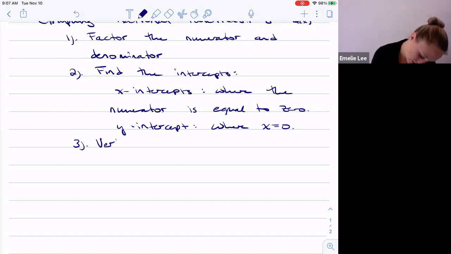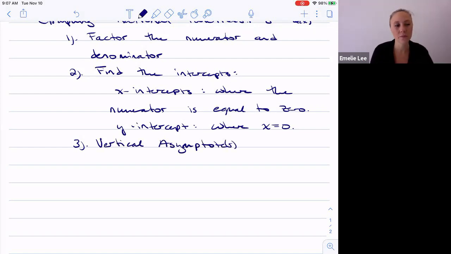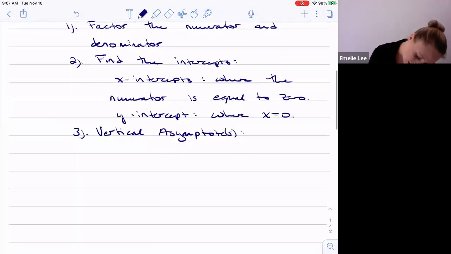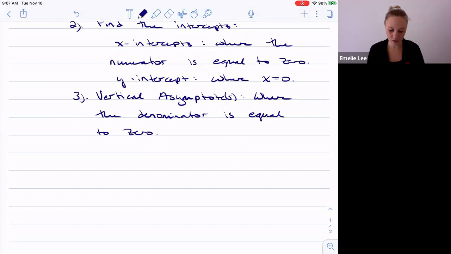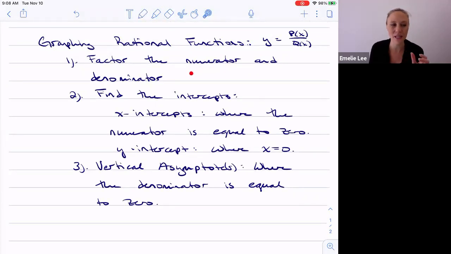The third step is to find the vertical asymptote. Plural, potentially. Okay. The vertical asymptotes are where the denominator is equal to 0, right? We can't divide by 0, and so wherever we would be dividing by 0, that's where we find these vertical asymptotes. Where the denominator is equal to 0. Right? So that's what's nice about having factored both the numerator and the denominator, is that figuring out where the numerator is equal to 0 is easy because we've already factored. And where the denominator is equal to 0 is also easy because we've already factored.